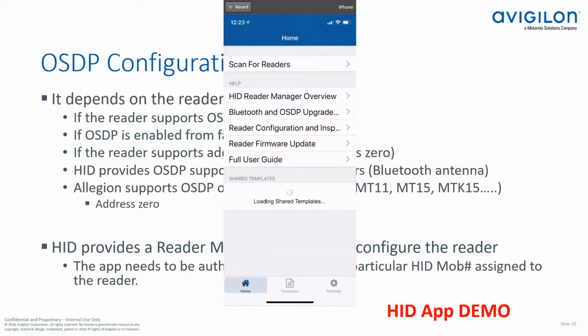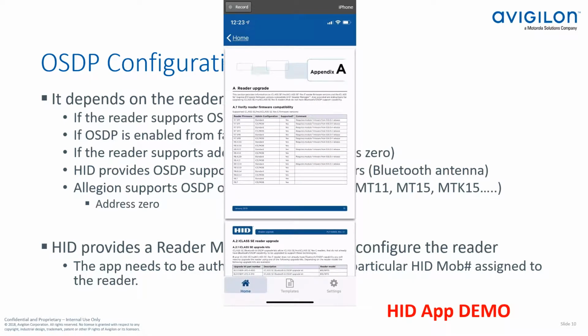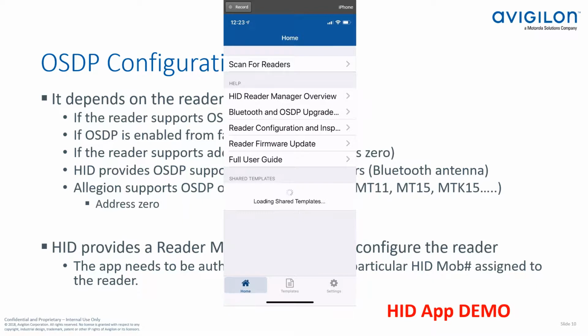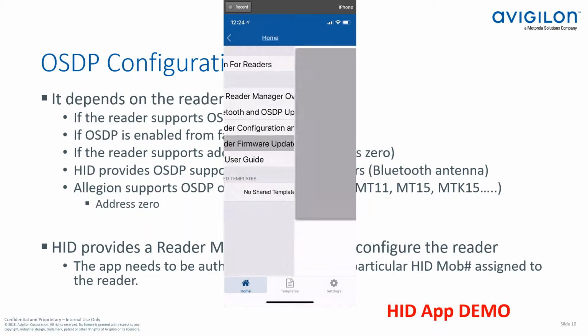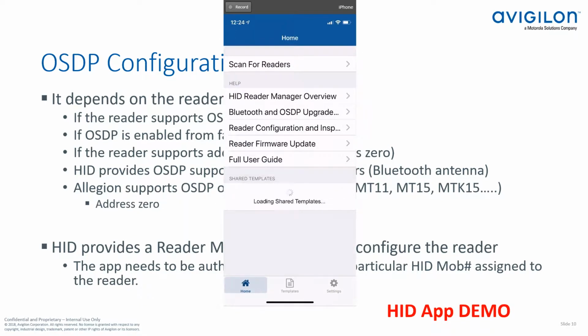Okay, back. OSDP upgrade, so some information for readers that you might have. How do I upgrade that? How do I add? Is this reader capable of it? Can I add the Bluetooth antenna in the back and make the reader now become OSDP compatible? And now I'm talking exclusively HID readers. So this is the HID application. Firmware update: how would you do a firmware update? There is a little instruction here on how to do that, and then there is a useful guide there. So this is a full guide for that.